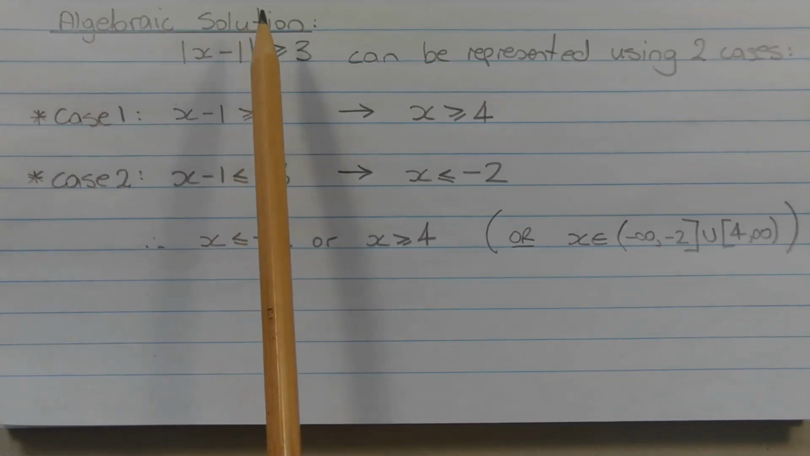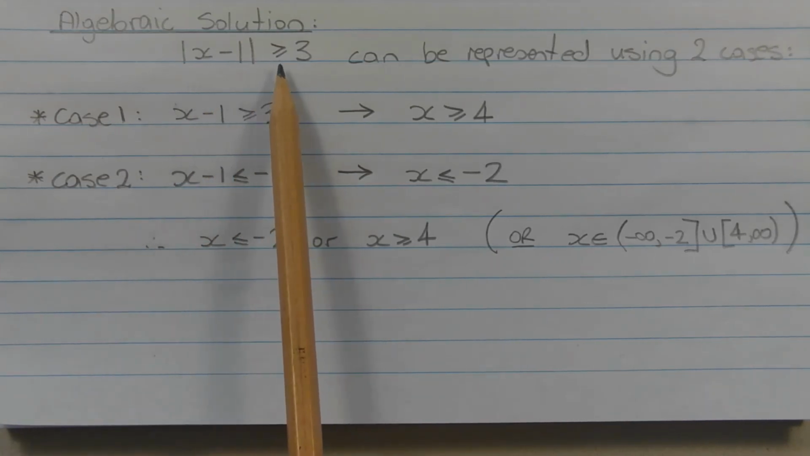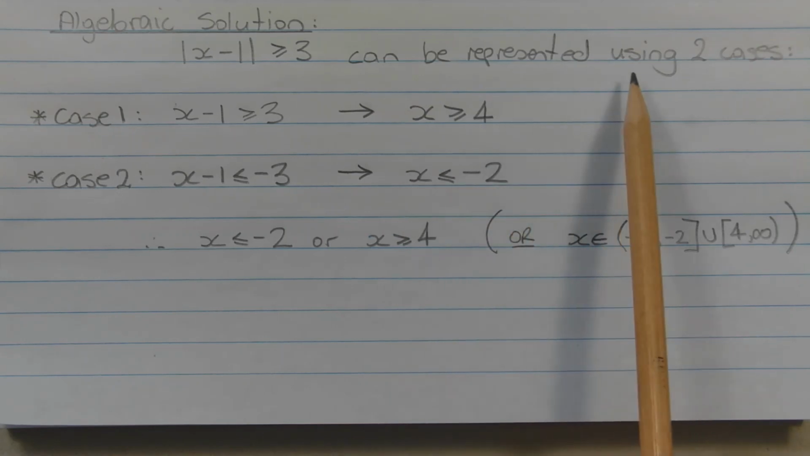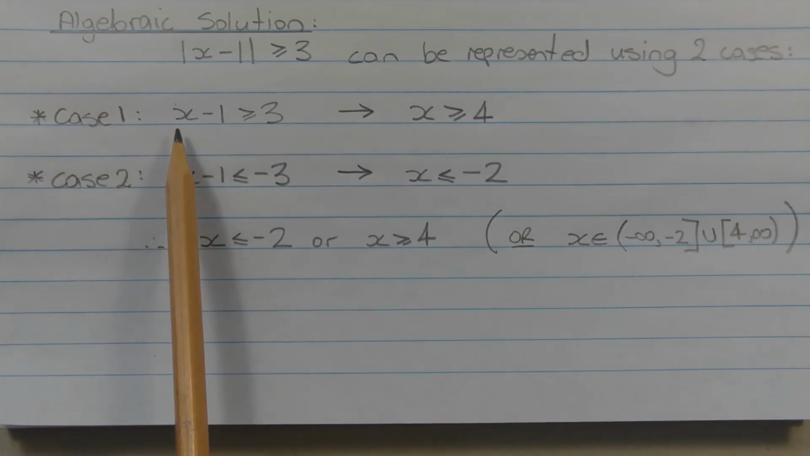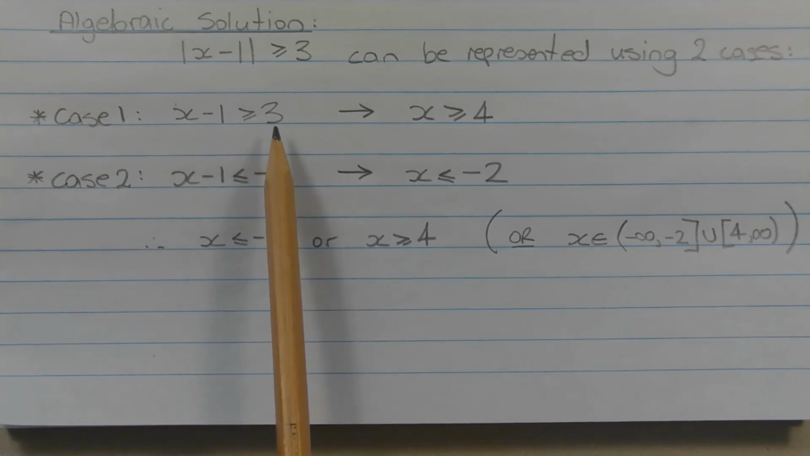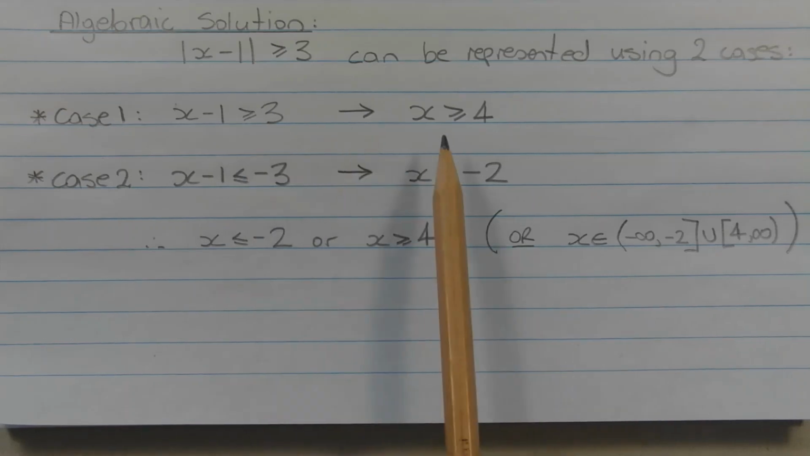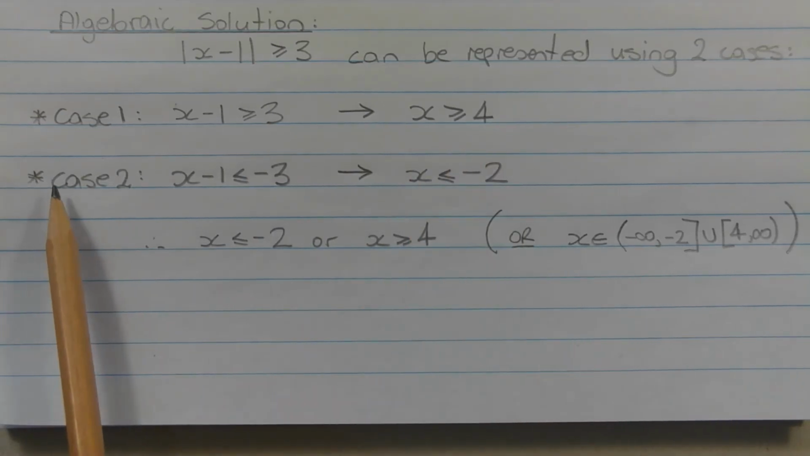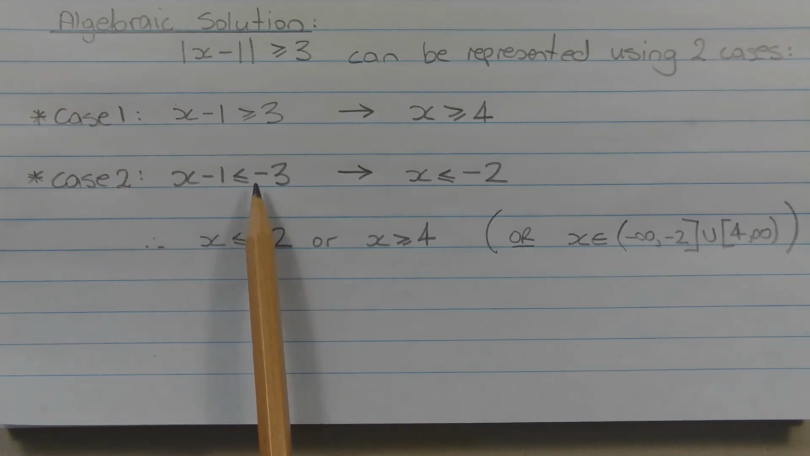Applying the algebraic solution to solve the inequality, the absolute value of x minus 1 greater than or equal to 3 can be represented using two cases. In case 1, we have x minus 1 greater than or equal to 3. Adding 1 to both sides of the inequality to make x the subject, we get x is greater than or equal to 4. In case 2, we have x minus 1 less than or equal to -3.